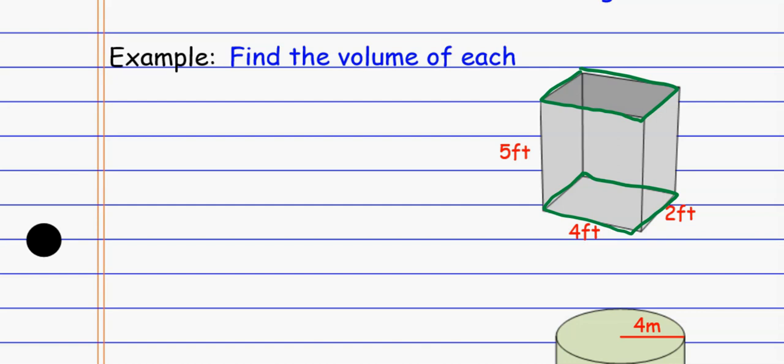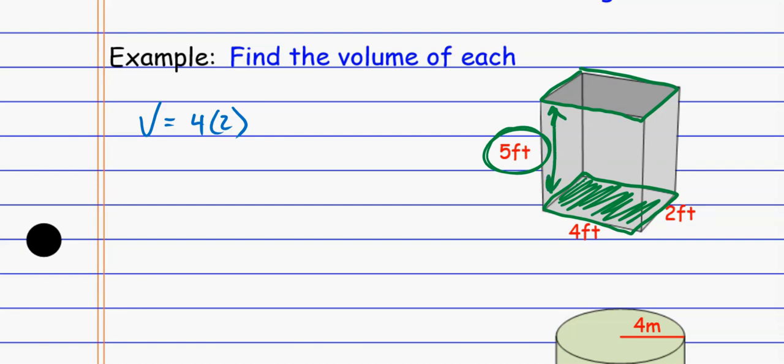And so for the area of the base, I just find the area of one of these bases, so the area of this one down here. When I talk about the volume, that would just be 4 times 2. That's the area of this base. And then the height is the distance between the bases. Well, that's this measurement right here. That's measuring the distance from one base to the other base, okay? And so that's the height of this thing, which is 5.